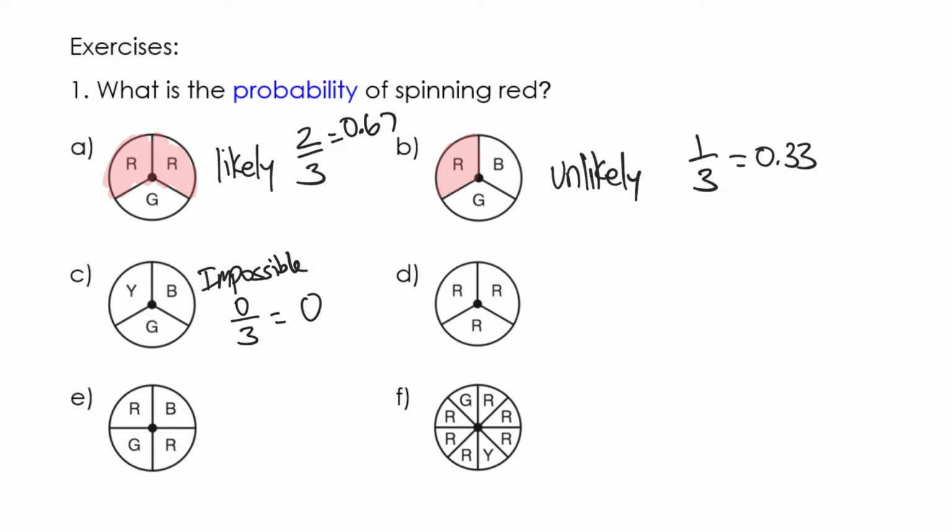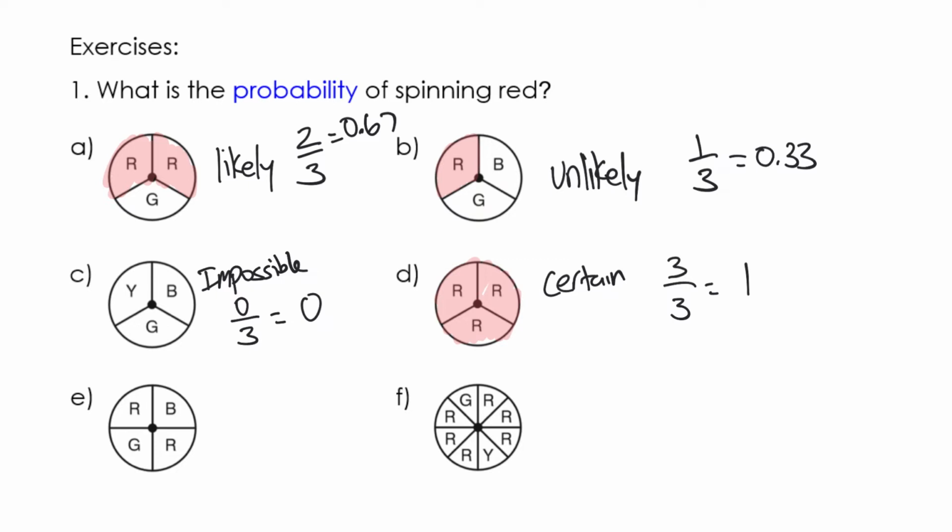This one over here has all reds. So in the past, we would say this is certain that we will land on red. But let's look at the fraction. 3 over 3. When you divide 3 over 3, the answer is 1. And in probability, you cannot get a higher number than 1.